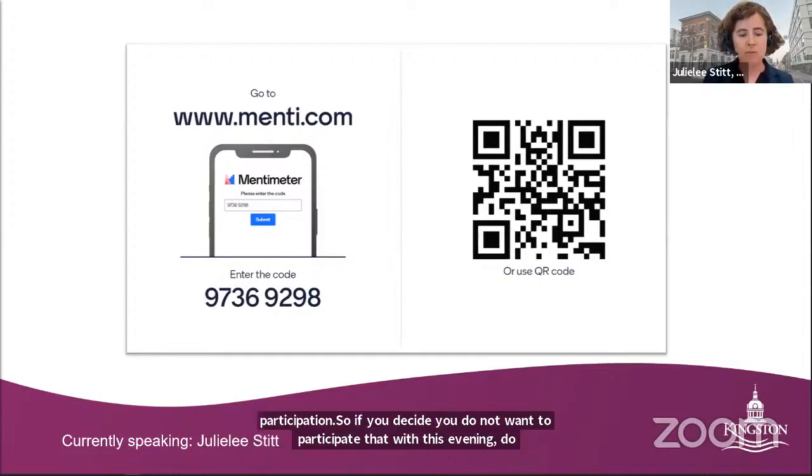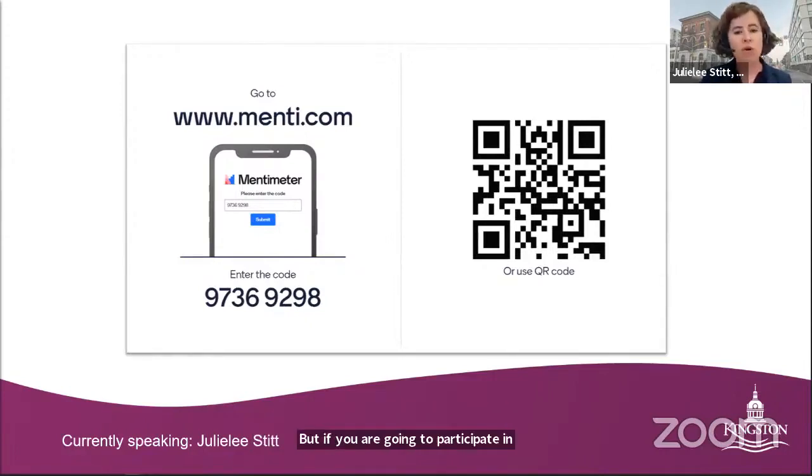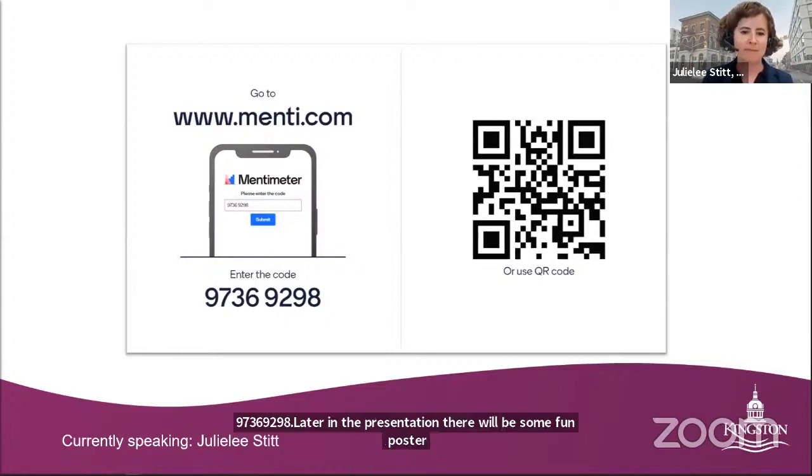If you are going to participate in any of the menti.com polls, then I invite you, using your smartphone or opening another browser window, to visit www.menti.com, and you will be prompted to enter a code. That code is 973692 98. Later in the presentation, there'll be some fun polls for you to complete. If you haven't had a chance to jot down that number yet, don't worry, we will be providing it when we open the poll.